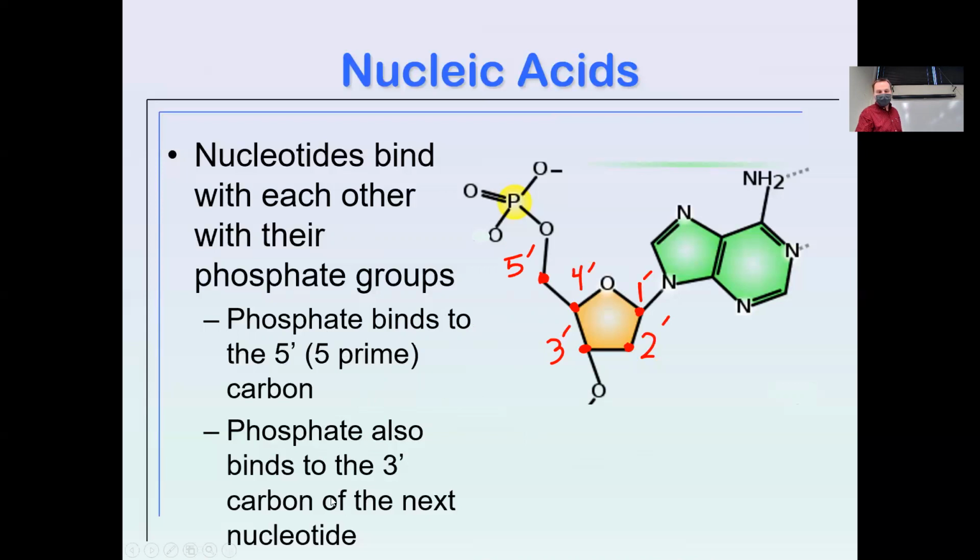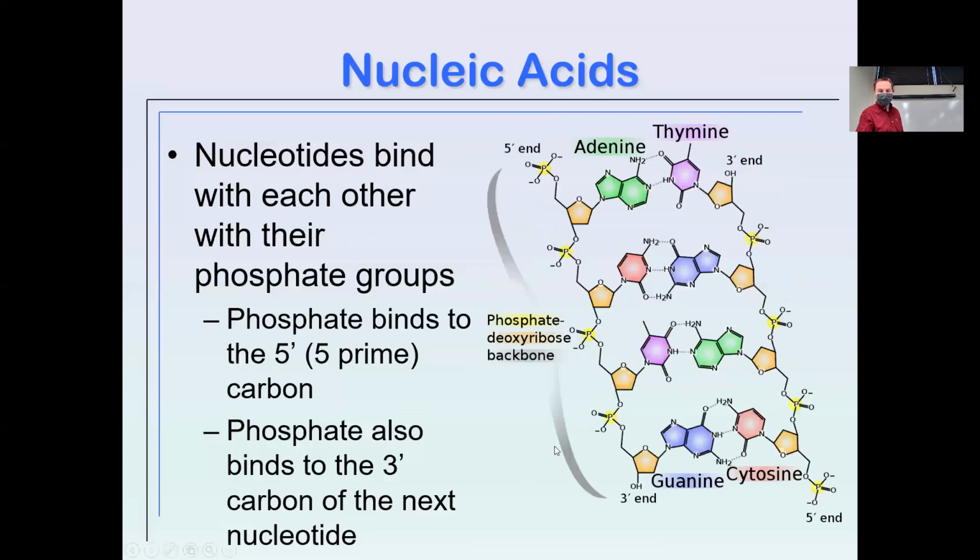The phosphate on the next nucleotide is going to bind to this oxygen attached to the 3' carbon. So your next nucleotide is going to be down here. You see that? 1 prime, 2 prime, 3 prime, 4 prime, 5.